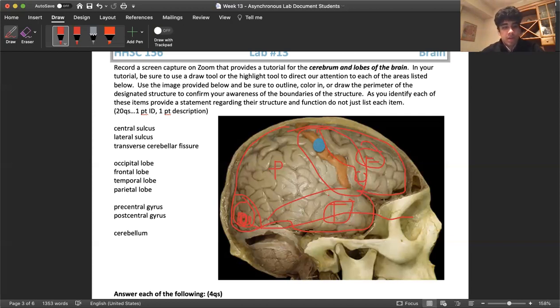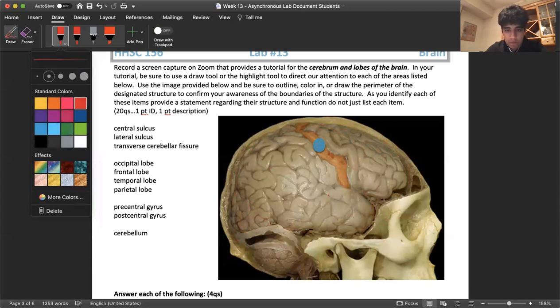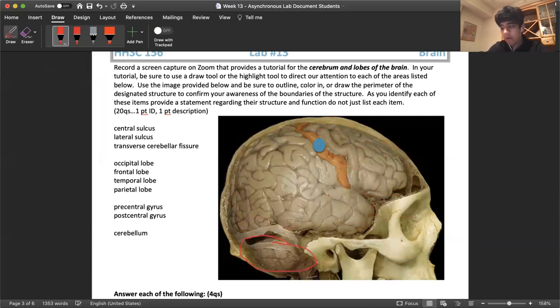And then continuing on, the cerebellum right there. The cerebellum is a smaller area right there. Let me clear all this up. It is this small little area right here. It's cauliflower shaped. It is posterior, and it sits right on top of the occipital bone.